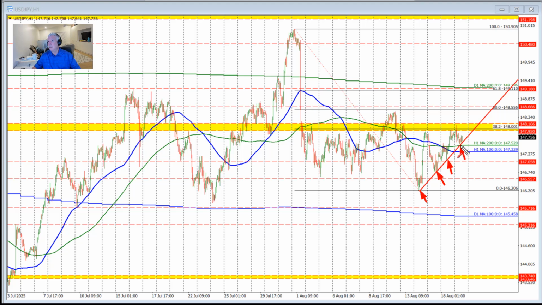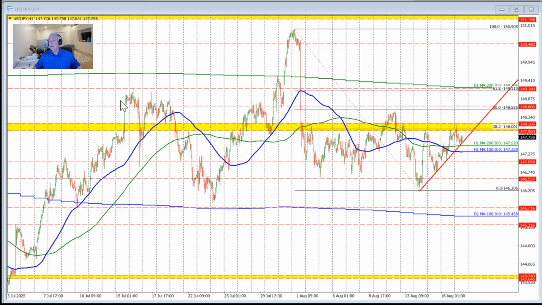And by the way, this test right here also tested the 200-hour moving average, making this level 147.52. Pretty strong level of support that we would look for it to hold if the buyers are going to take more control. Now the price is lower on the day after moving into this swing area through here.